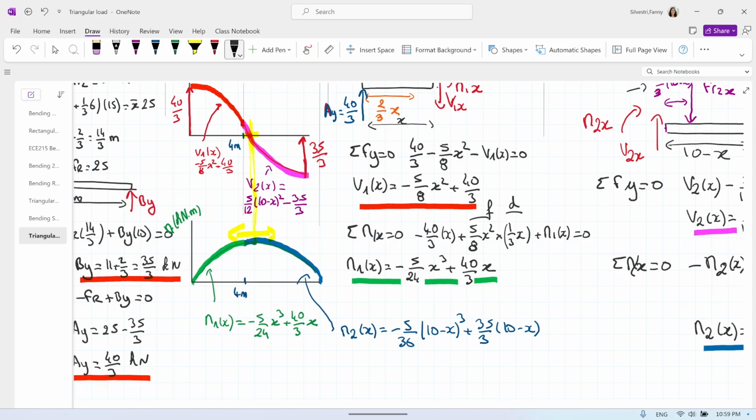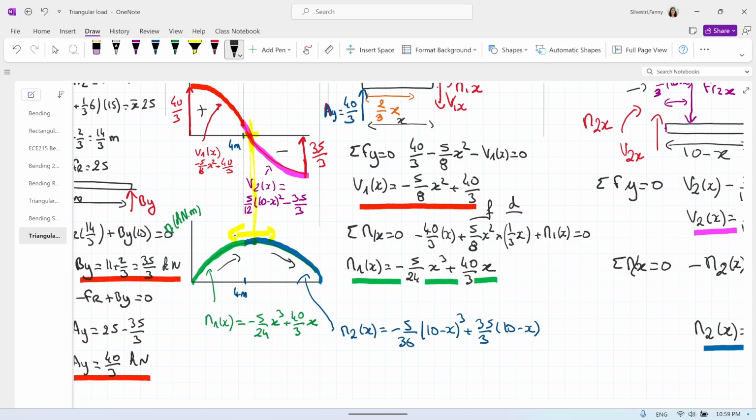Okay. And just to come back on that, this is also why when the shearing force is positive, the moment increases. When the shearing force is negative, the moment decreases. Because the slope of the moment depends on the shear. Okay, you follow me? So just remember, bending moment is the integral of the shearing force. So it's also the area below the shearing force curve.